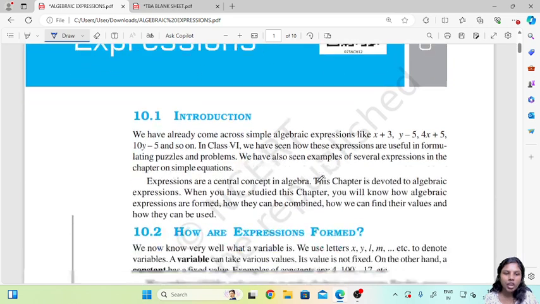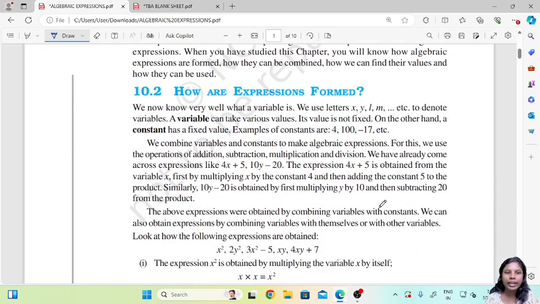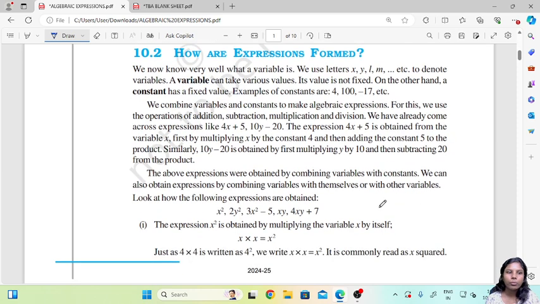Now in this chapter what we will see is that first we'll see how these expressions are formed, how we can combine them and how we can use them to find their values. So now let's first look at how our expressions form. We know very well what a variable is. A variable is something that keeps changing. So we use letters like x, y, l, m etc. to denote these variables. A variable can take various values. That is, it keeps changing.